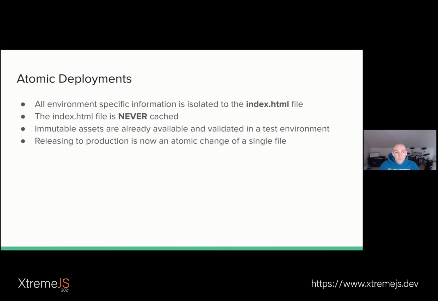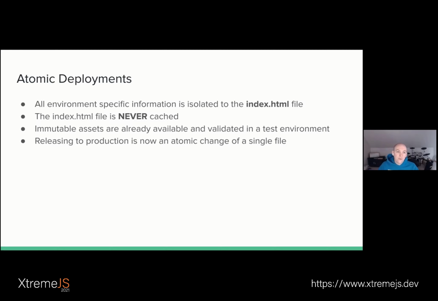The second one that we talked about was atomic deployments. Since all of that environment-specific information is now isolated to our index file, we know that that index file is the one spot in our application that we never cache. It's the one point that we always need to keep flexible to be able to do rapid deployments. So by not caching our index file, the second that we publish a new version of our application and a client refreshes, they're getting the new version immediately.